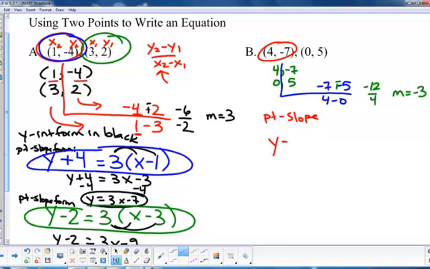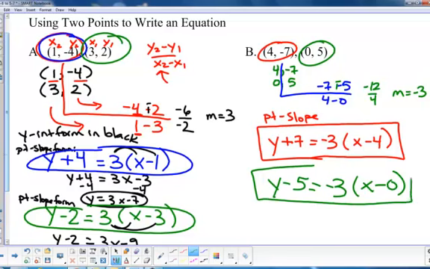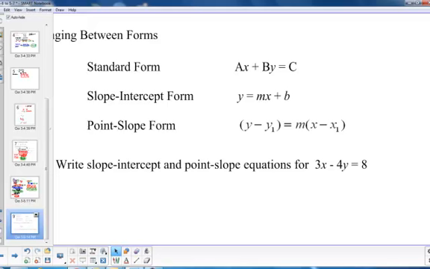Y minus negative 7 equals my slope, which is negative 3, times x minus 4. This time I'm going to do it like you're doing on your homework and be done, but you're welcome to convert it to all of the forms. It's so fun. Y minus 5 equals negative 3 times x minus 0. That's my other point-slope form. Again, if you put those both in y-intercept form or standard form, you'll get the exact same answer. It's all the same. Everything's the same.